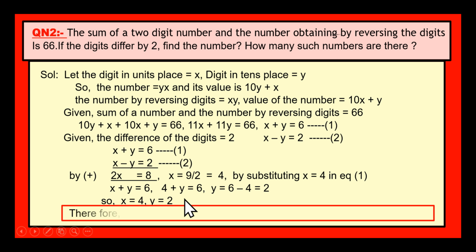But we need the number. Therefore, the required number is 24. Or you can change the digits also so that you will get 42. Therefore, how many such numbers are there? We got two numbers. One is 24 and the second is 42. Therefore, there are two such numbers. Okay?